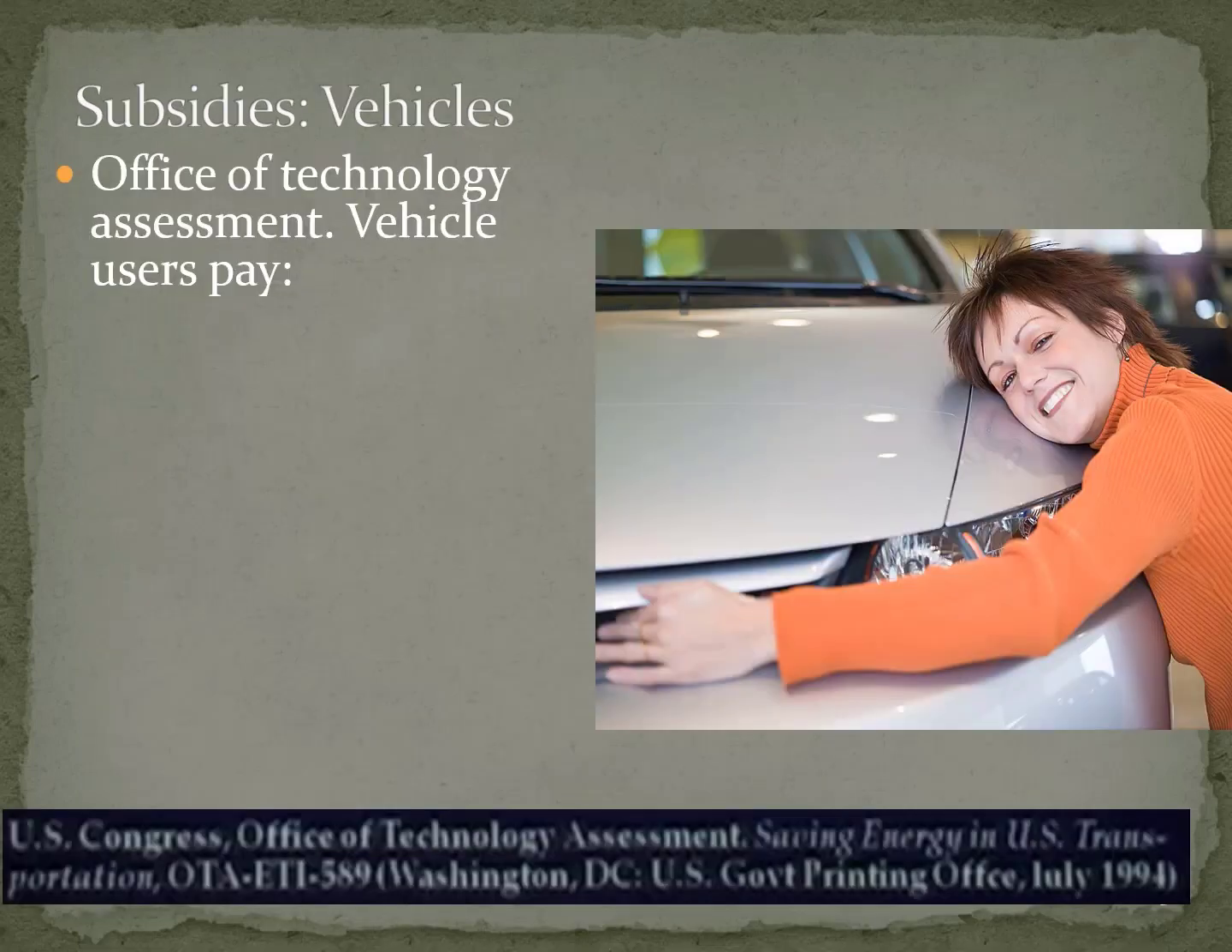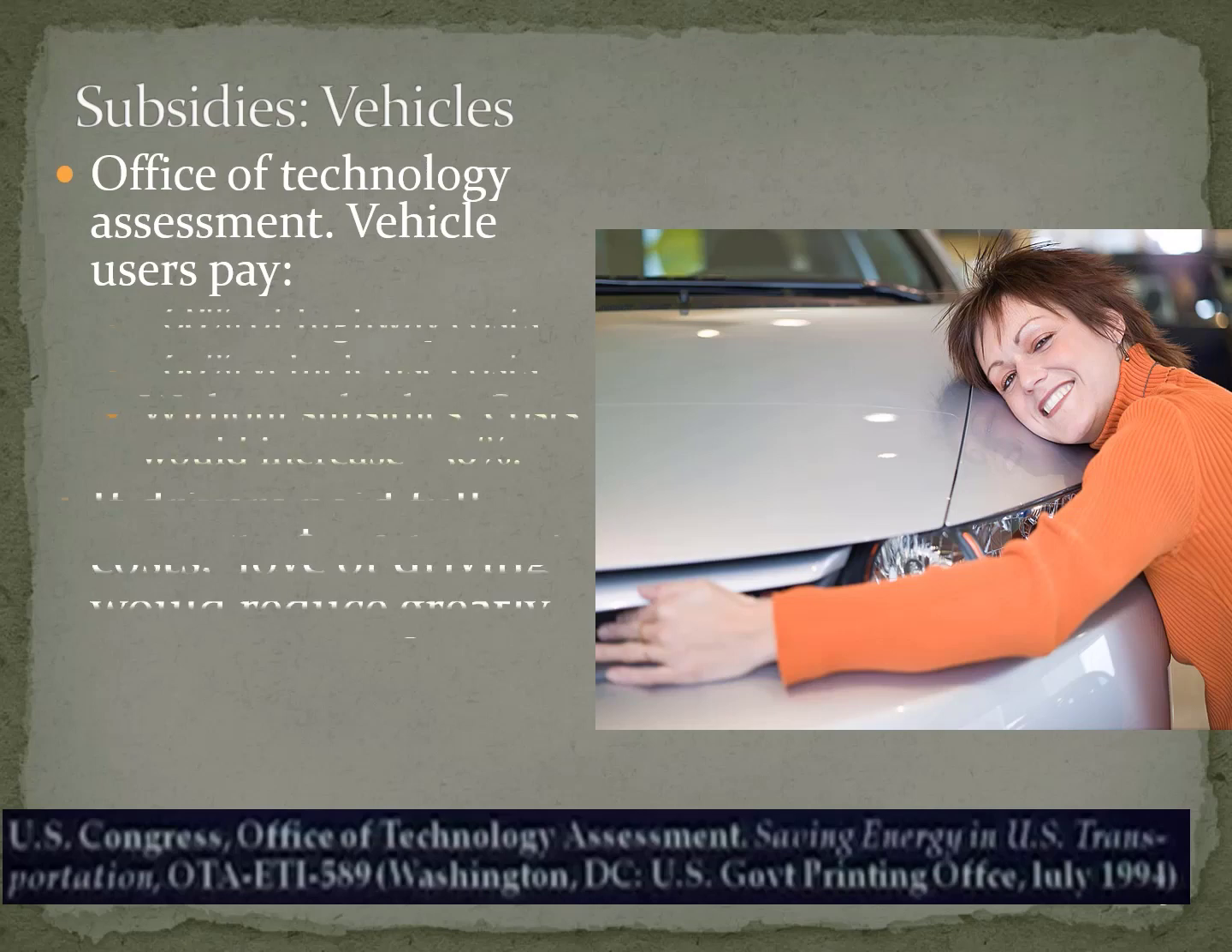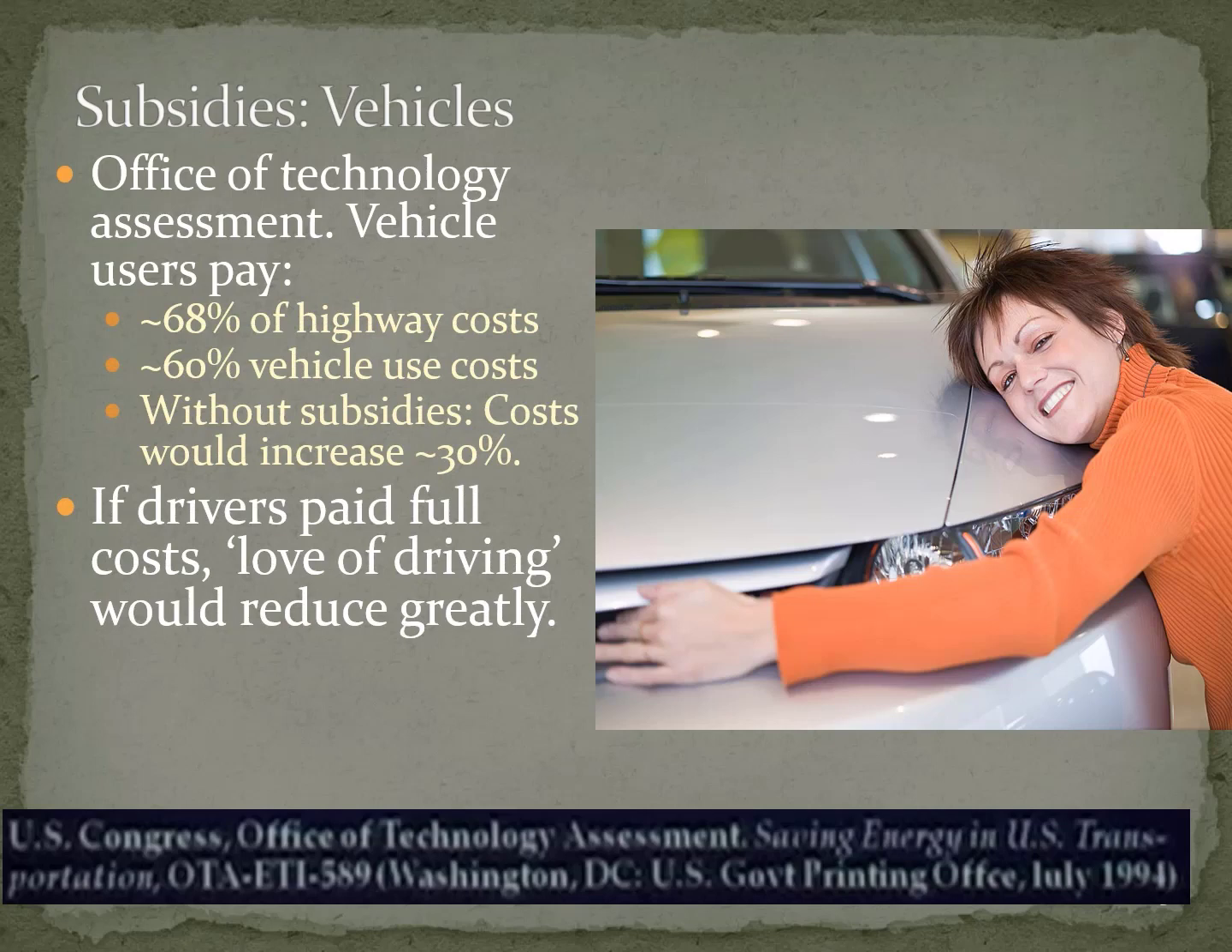Okay, other examples. And we're going to look at a lot of different examples of what encourages and creates sprawl. So keeping the big picture in mind, this idea that it's not natural or inevitable. Vehicle subsidies. People that live in sprawl developments that have to drive out there and commute to work also don't pay the full cost of vehicle use. This comes from the Congress Office of Technology Assessment. Vehicle users pay only 68% of actual highway costs and only 60% of actual vehicle use costs.